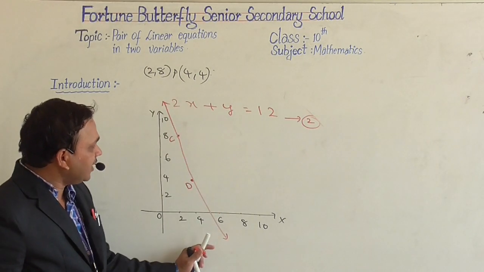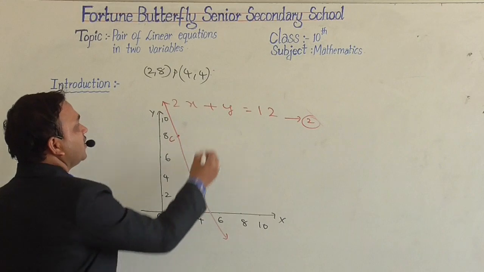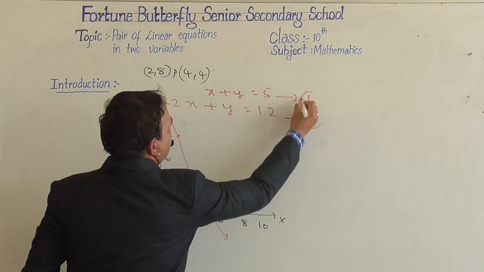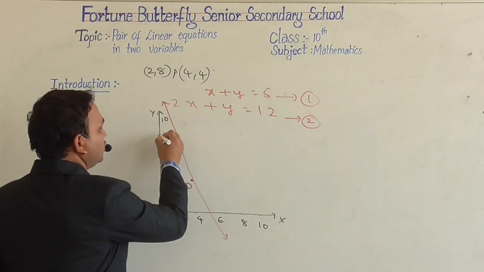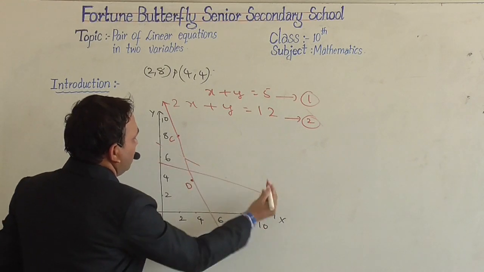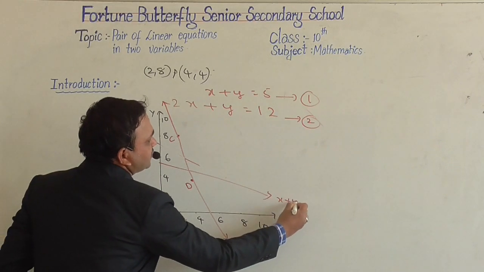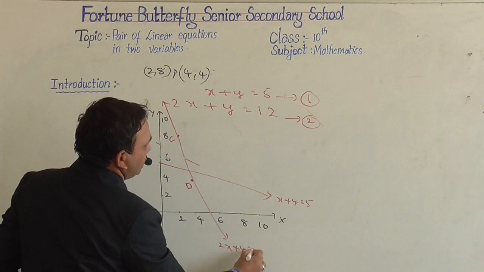This is another straight line we can use, the second equation, 2x plus y is equal to 12. You already have the first equation, x plus y is equal to 5. Assume that here, x plus y is equal to 5 and 2x plus y is equal to 12.